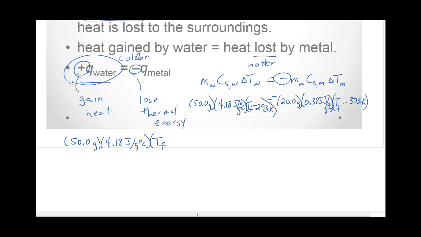T final. Now again, we're going to let that hotter piece of metal sit in that colder water until the temperature on that thermometer stops changing. Once it equilibrates, we're going to say, boom, there's our T final. Well, we're actually going to try to solve for it. If we ran the experiment, we'd actually measure the T final. Let's see if we can solve for it. Don't forget your negative sign.